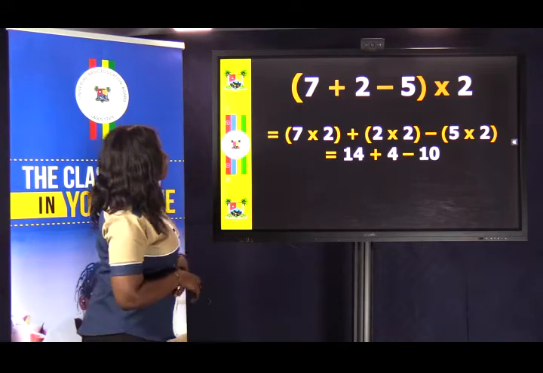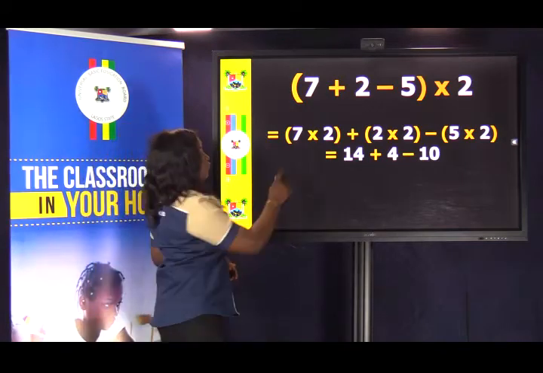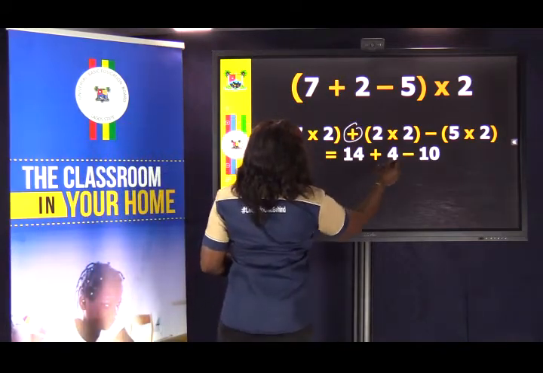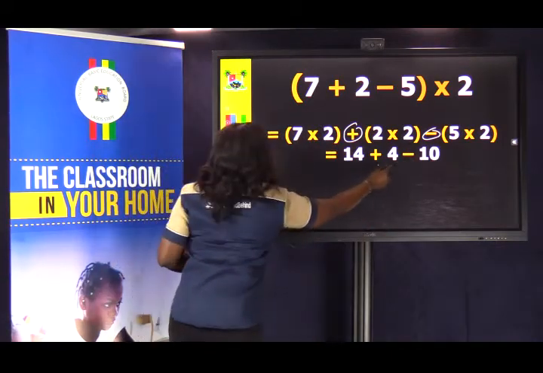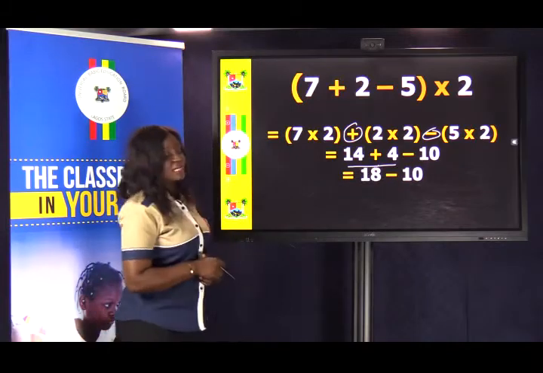14 plus 4 minus 10. Start with these two first. 14 plus 4 is 18.